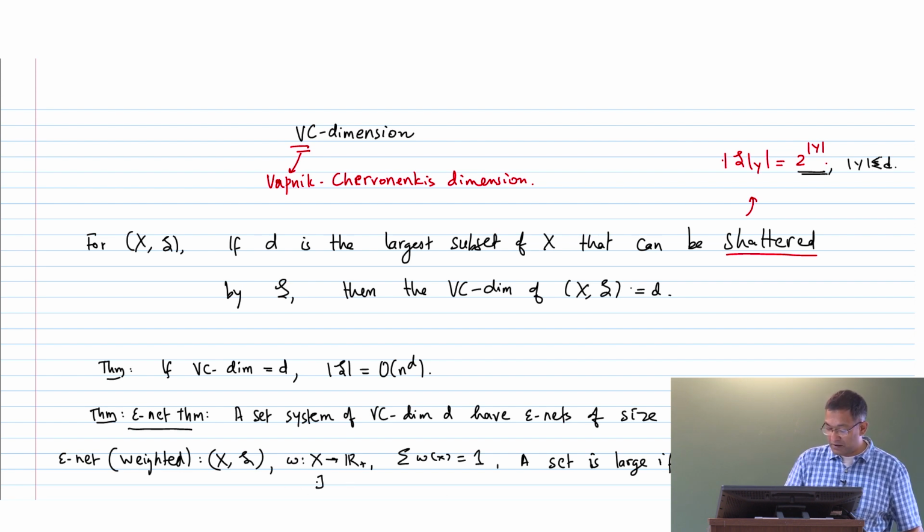Then again, the epsilon net theorem holds that even with weights, if you define large as a set containing at least epsilon weight, then there is an epsilon net of size 1 over epsilon log 1 over epsilon. Okay, good. So how does all this connect to set cover?